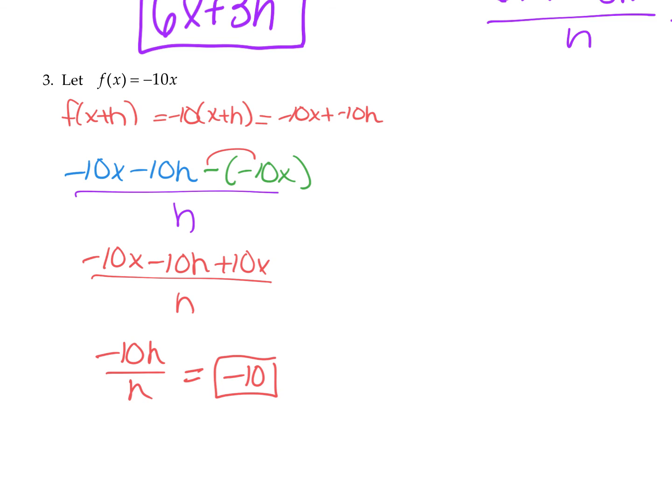Now, we did this example to illustrate that this is a linear function, so I know that the slope is negative 10, but this shows how the difference quotient gives us the slope of the line. So in this case, we got negative 10.